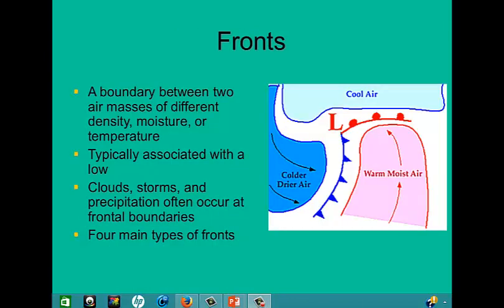These boundaries between two air masses of different density, moisture, or temperature are known as fronts. These are typically associated with a low pressure system, as you can see in the middle of the diagram. Clouds, storms, and precipitation often occur at these frontal boundaries, and there are also four main types of fronts.